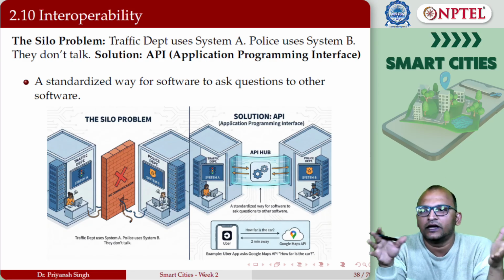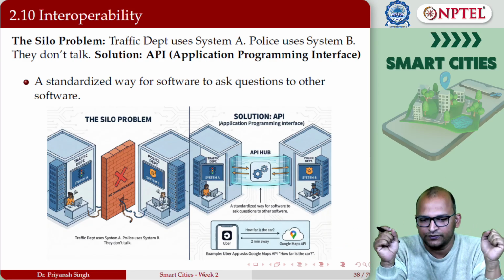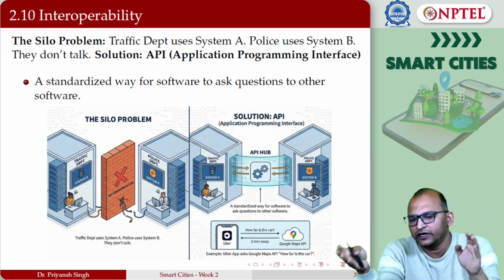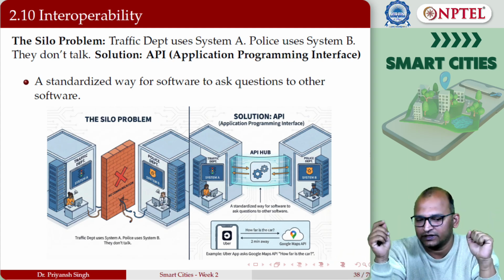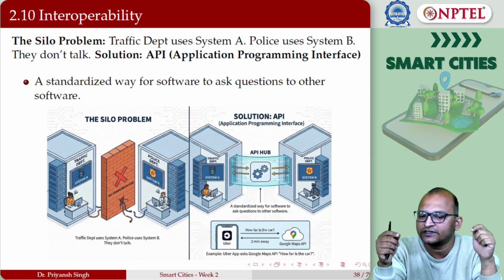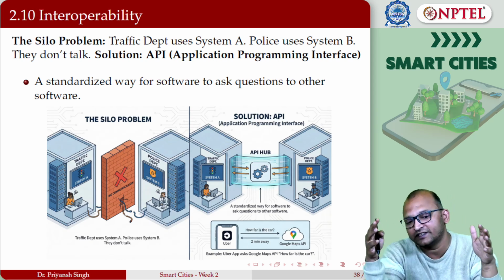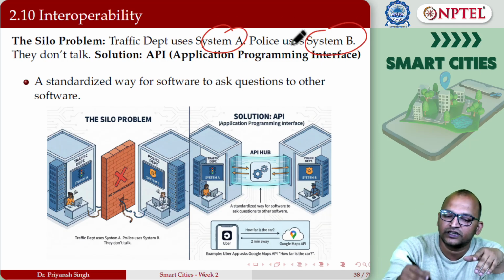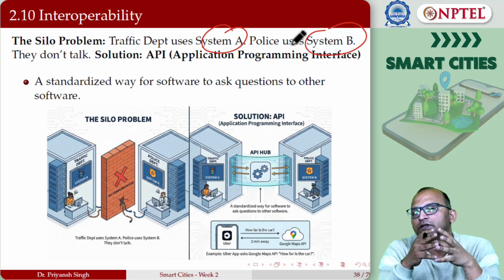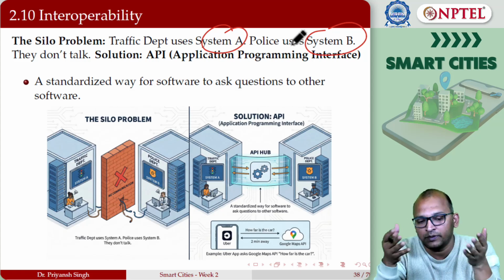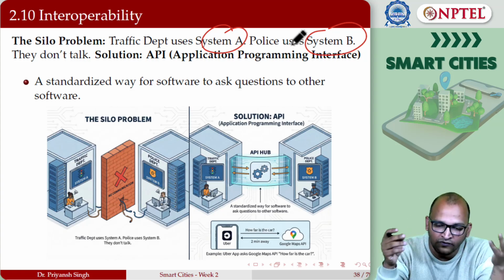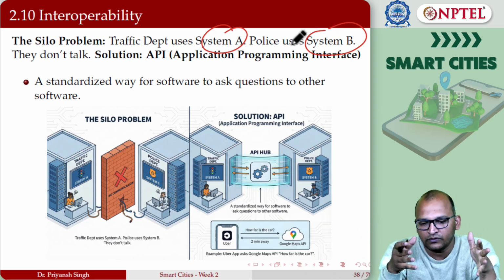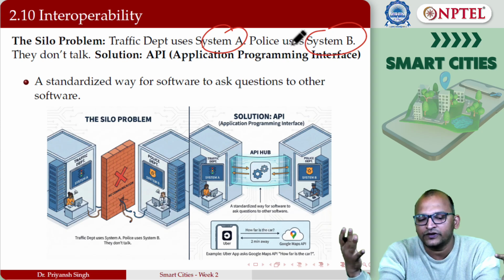Then the next thing is the interoperability of the information. The problem here is that different departments do not communicate with each other. Like the traffic department uses system A, the police department uses system B, and these two systems are not compatible with each other to share information. Here a solution could be to provide a common API where we have all the information of system A and all the information of system B available, so that wherever it is required, the information can be shared.